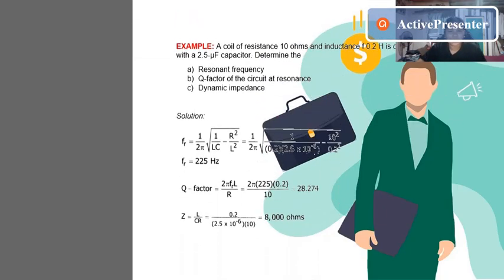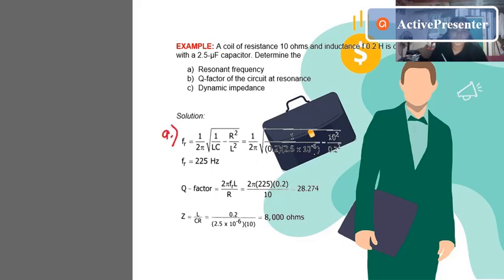So, a coil of resistance 10 ohms and inductance of 0.2 Henry is connected in parallel with a 2.5 microfarad capacitor. Determine the first is the resonant frequency, B, Q factor of the circuit at resonance, and C is the dynamic impedance. So first, we need to solve for resonant frequency.